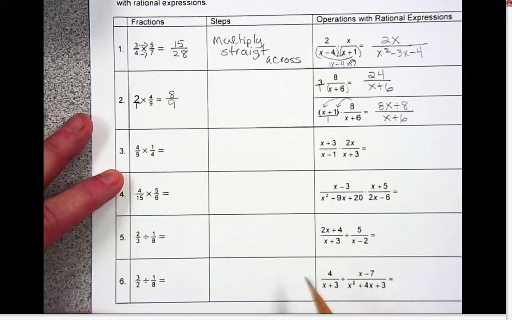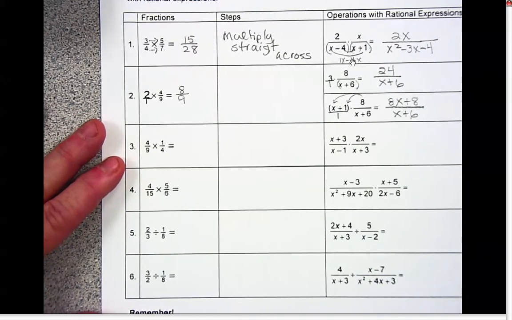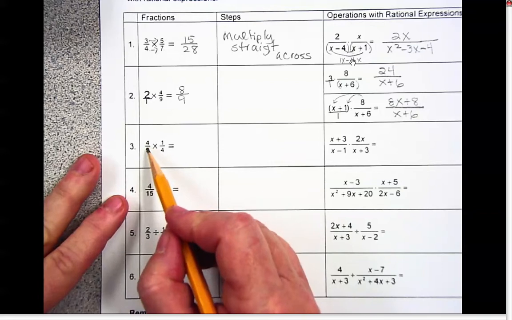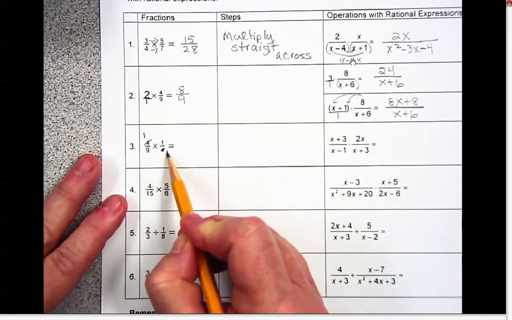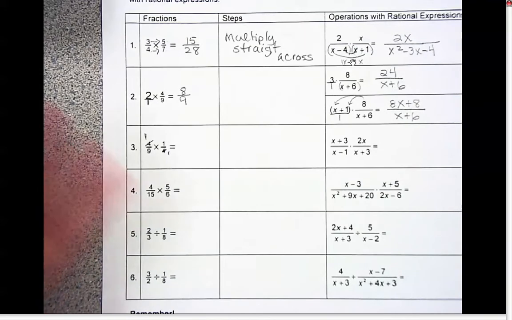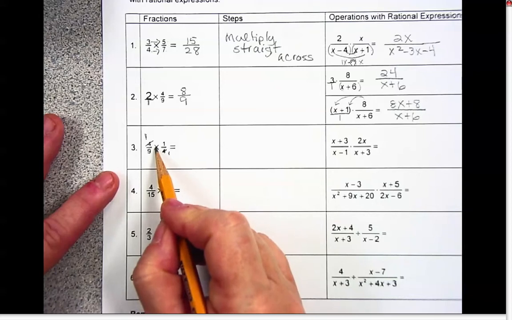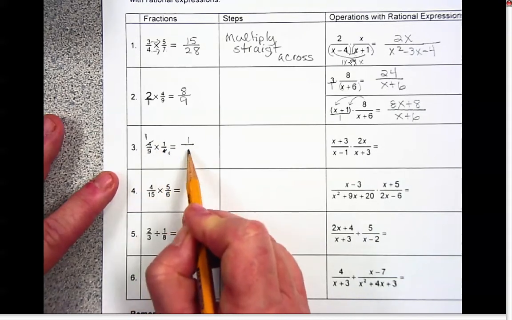Okay, then on number 3. This one is different because we can actually cancel out some factors before we multiply. So because 4 will go into 4 once, and 4 will go into 4 once, we can cancel those out, or we can just cancel out the 4s. And we can cancel these because we are multiplying. We cannot cancel if we're adding or subtracting, only when multiplying. So 1 times 1 is 1, and 9 times 1 is 9.